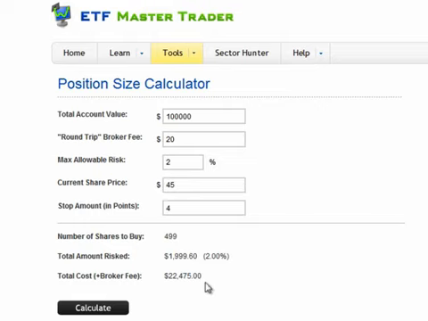Now, as you can see, we're risking only 2% of our total portfolio value, but the size of the trade represents 22.5% of our entire portfolio value, $22,500. And this is where a lot of people get confused.